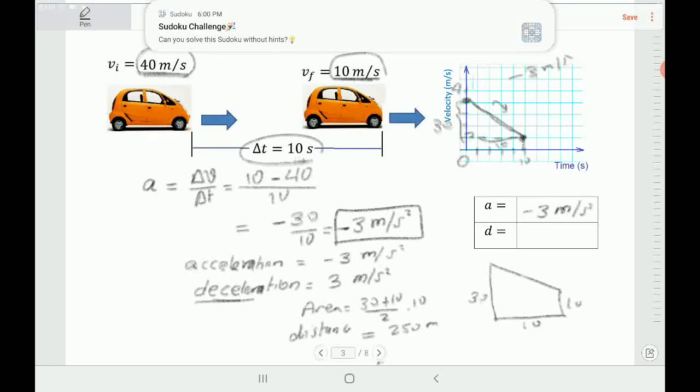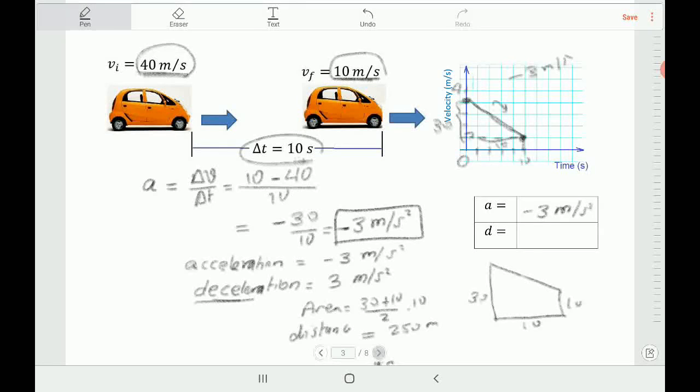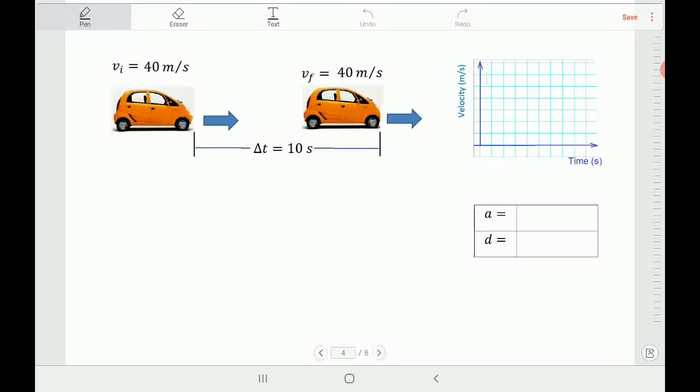What's the last case that we are going to see now? Okay, the initial speed of the car is 40 meters per second, and the final speed is 40 meters per second. Let's sketch it so we can get a feeling for it. At t equals 0, the velocity of the car is 40. And after 10 seconds, the final velocity is 40. When you connect them, you get a straight line.